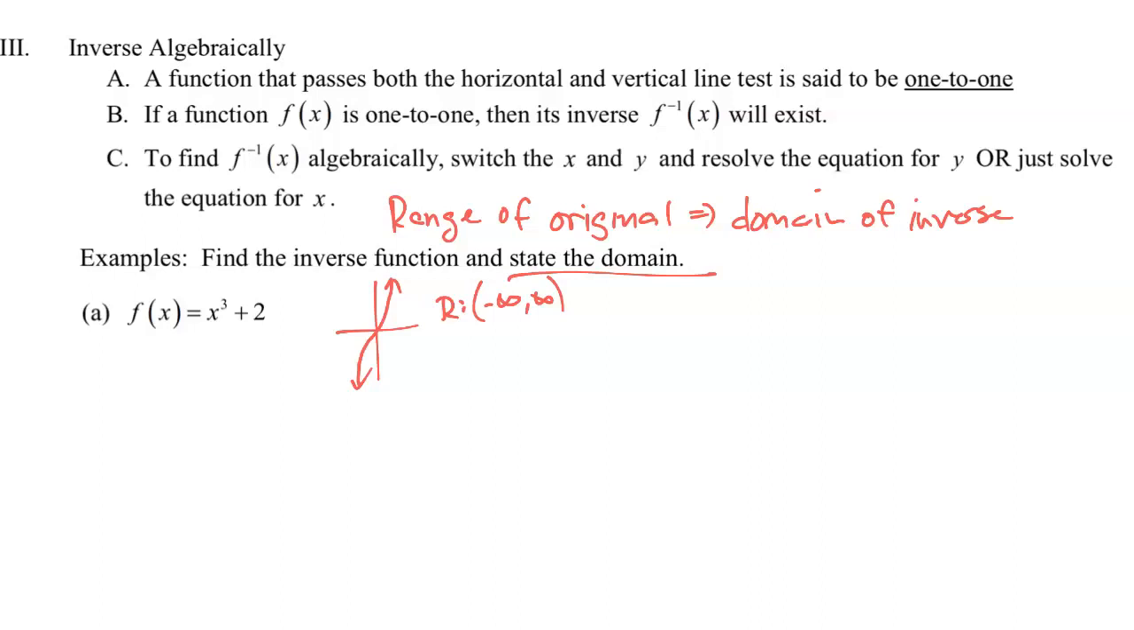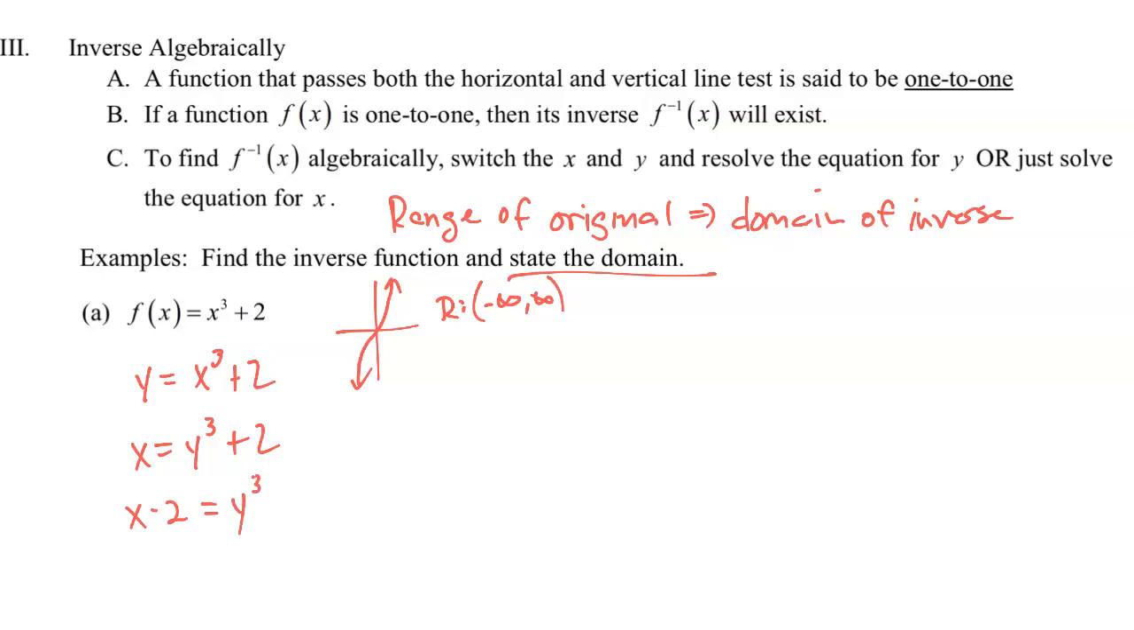Now, for finding the inverse, we want to switch the x and the y. Now, remember first that f of x is just another way to say y, and so if you want to start off with the first step being switching f of x for y, then by all means do that first. Then we want to switch x and y, so this is going to become x is equal to y cubed plus 2, and then I'm just going to resolve for y. So I'm going to subtract 2 on both sides. That's going to give me x minus 2 is equal to y cubed.